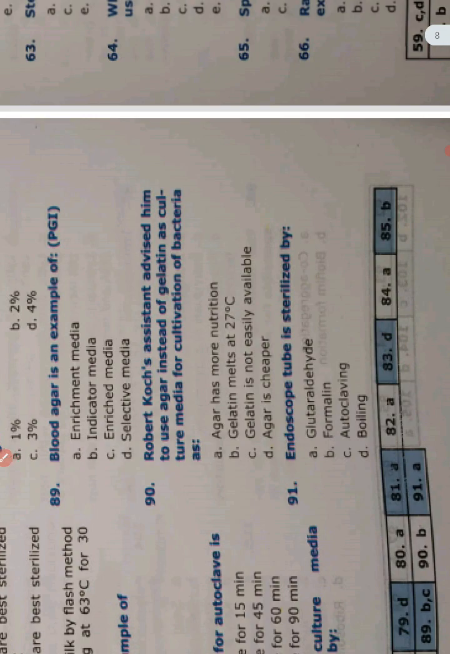Robert Koch's assistant advised him to use agar instead of gelatin as culture media for cultivation of bacteria, because gelatin melts at 27 degrees Celsius. So you cannot use gelatin as culture media. So agar is used as solidifying agent in culture media. It has no nutritive value. Advantages over gelatin are it is bacteriologically inert and it melts at 98 degrees Celsius, usually solidifies at 42 degrees Celsius, unlike gelatin. Because gelatin melts at 27.